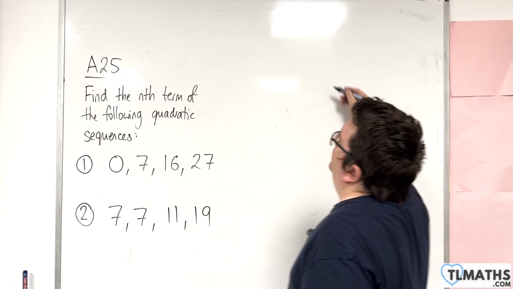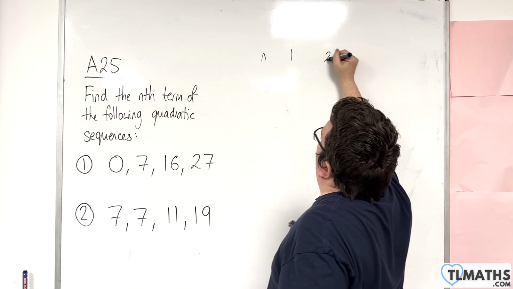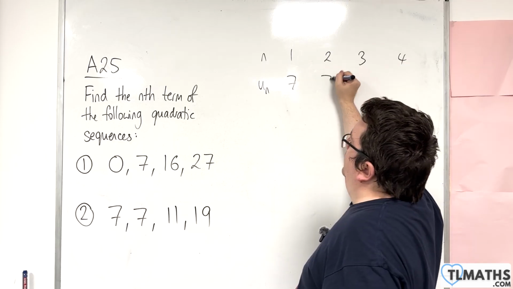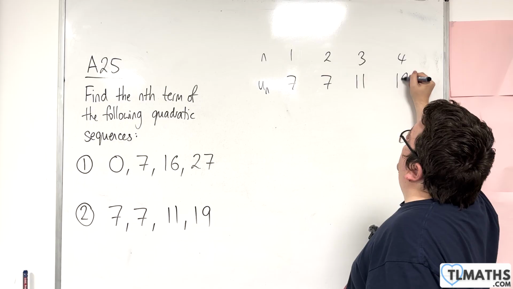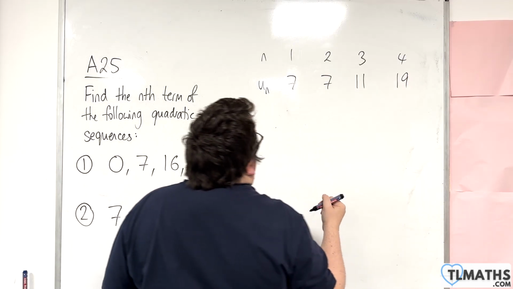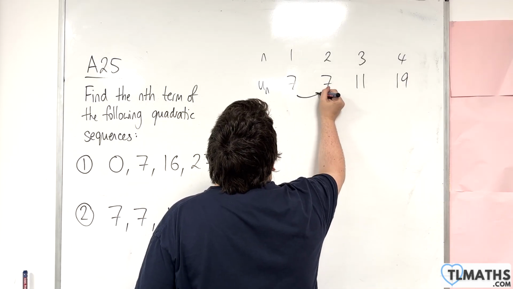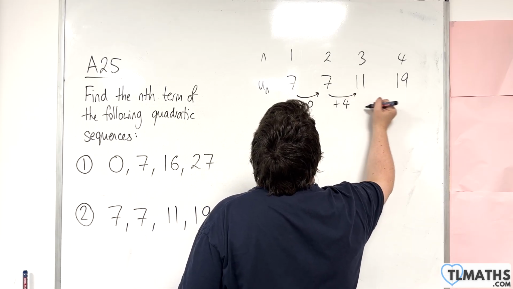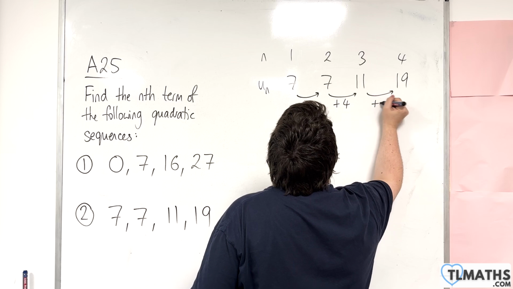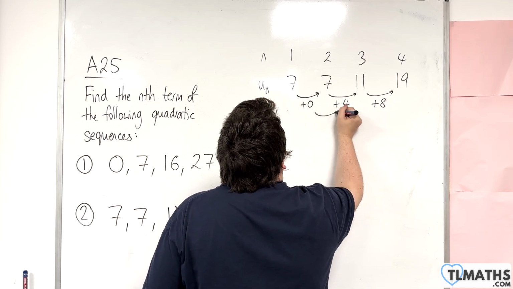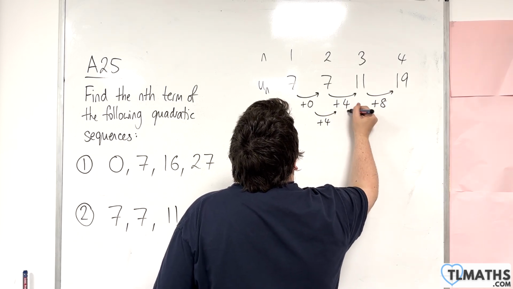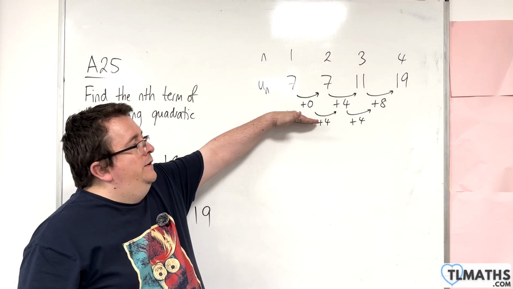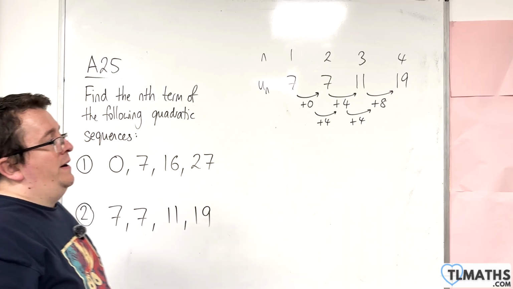Right, for number 2, we have that the first, second, third and fourth terms are 7, 7, 11 and 19. So first of all, let's investigate the differences. Here we're just adding 0, then we're adding 4, then we're adding 8. Onto the differences, there's a difference of 4 and then a difference of 4. Because you get the constant layer at the second row, that's telling me it's a quadratic.